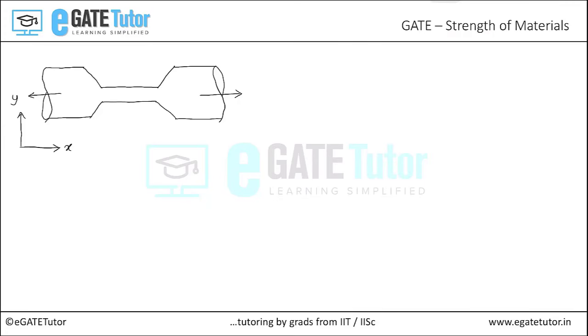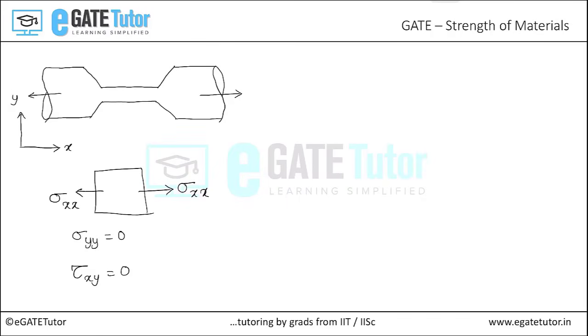When the standard specimen is subjected to only uniaxial tension, representing that on a biaxial state of stress system, it is represented in this way where there will be only one stress which is sigma xx and all the other stress components of a biaxial state of stress system will be 0. The other stress components are sigma yy which is 0 and tau xy which is 0.